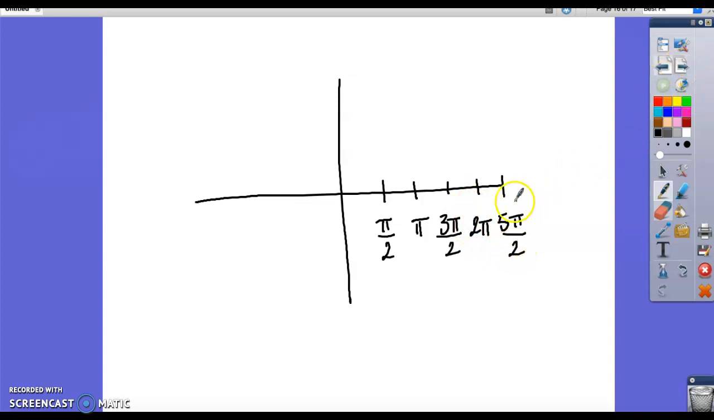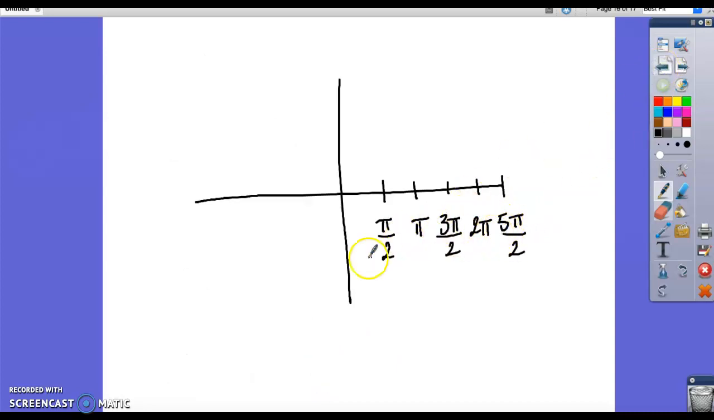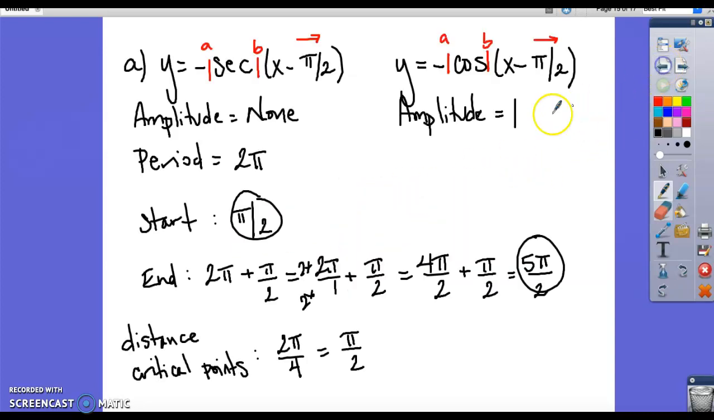I've got one more. Just to verify this, 2 pi over 2 is the same thing as 4 pi over 2. So I'm going to say 2 pi plus pi over 2. Remember, 2 pi is the same thing as 4 pi over 2. That is 5 pi over 2. So I'm good. I know that my math is right. My critical points are right.